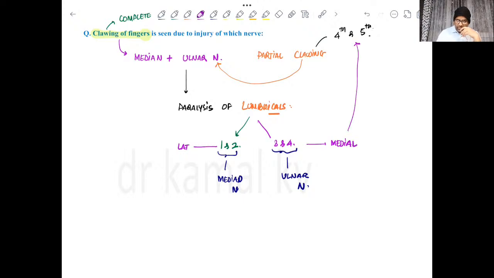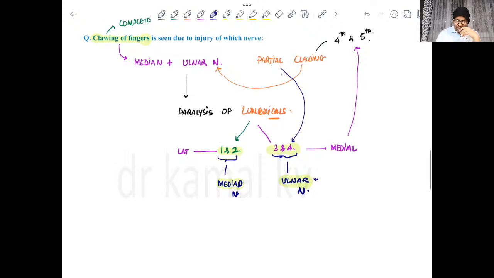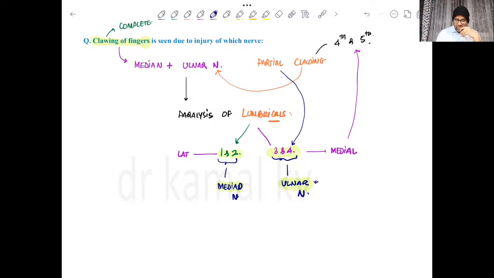Clear? Therefore, if the word is complete, it means all 4 will be paralyzed, and again the answer has to be median plus ulnar. And if the question is about partial, only the 3rd and 4th lumbricals will be paralyzed, and therefore the answer will be ulnar nerve. Clear? So this is the basic concept of clawing of fingers. One has to read the statement completely and understand it properly before jumping on to the answer. Right? So this is in short about the orthopedics part.